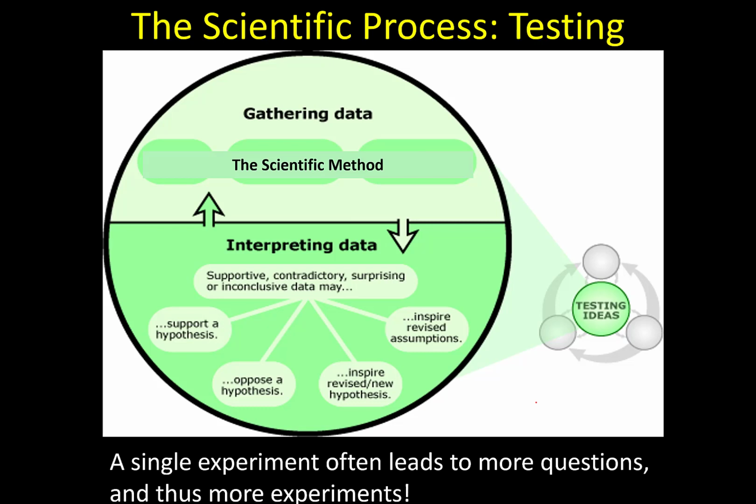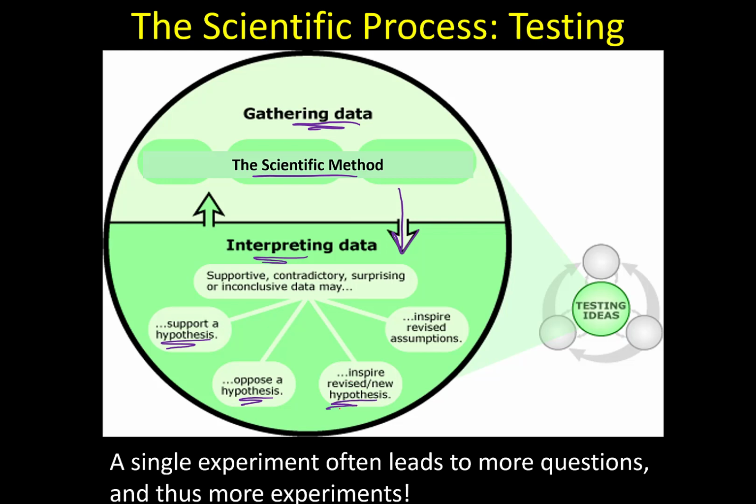Once you have gathered your data, you've done your experiment, you have followed the scientific method, you're going to have a bunch of numbers or a bunch of results, and you've got to figure out what they're telling you. Okay? You have to interpret your data. You might have data that supports your hypothesis. You might have data that rejects your hypothesis. Your data might also inspire you to come up with a brand new hypothesis.